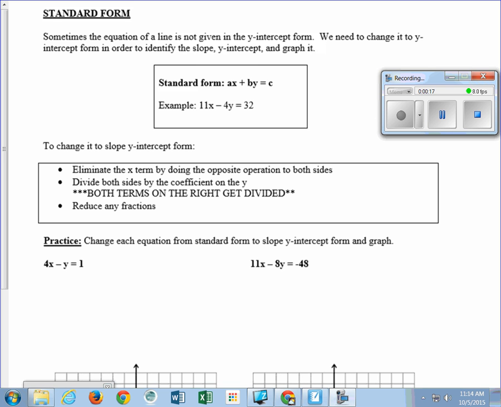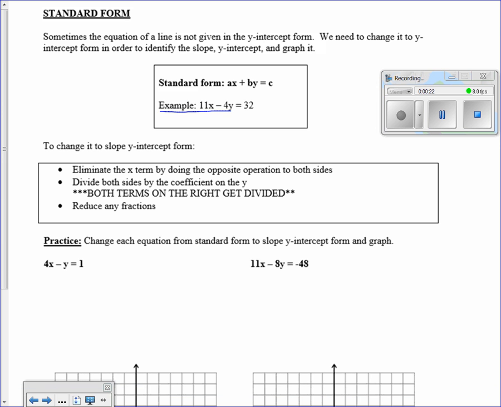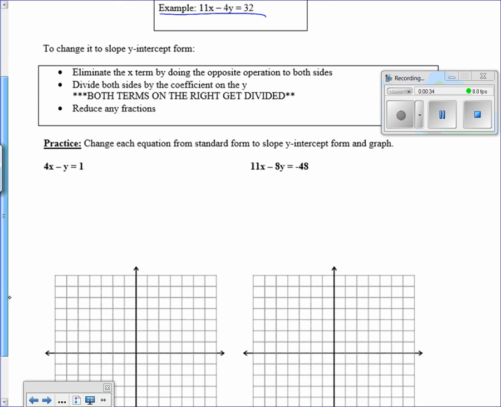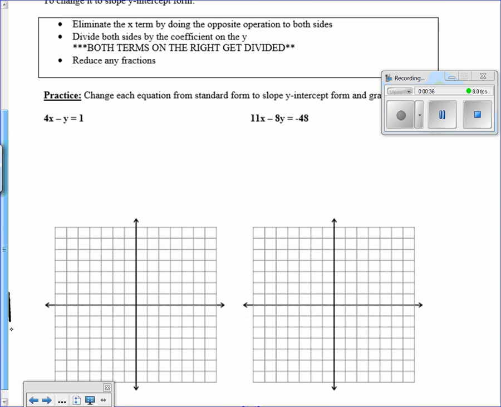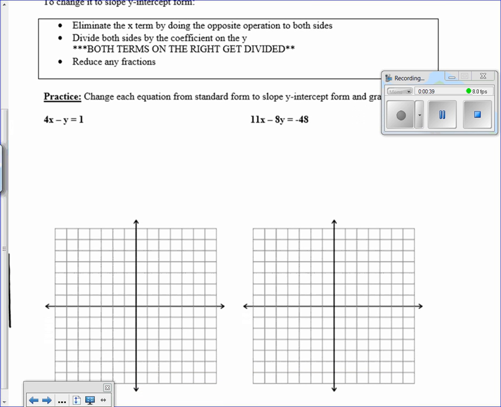The standard form comes in the form ax plus by equals c. So it looks like something like this example. We need to work the equation and solve for y to put it into slope-intercept form. To do that, you're going to eliminate the x term by doing the opposite operation to both sides, then divide both sides by the coefficient on the y, dividing both terms on the right, producing a fraction. So we need to get this 4x to the other side.